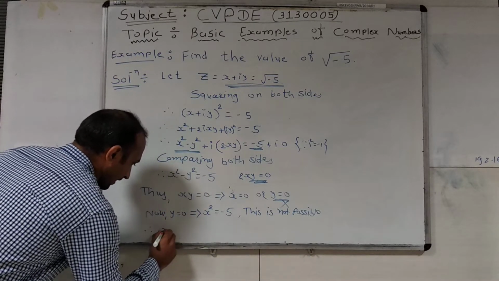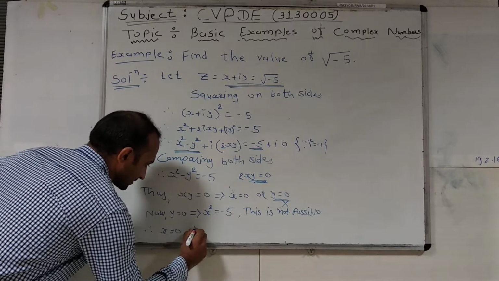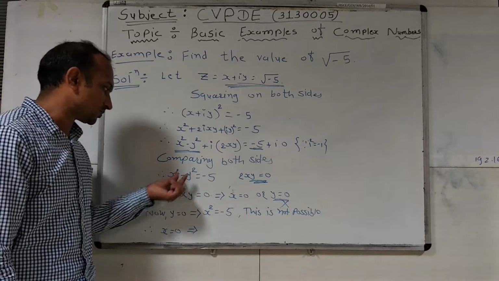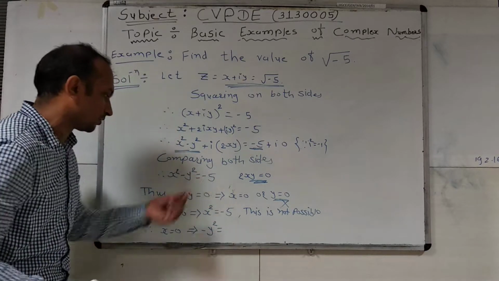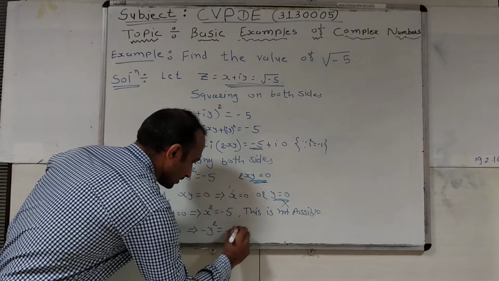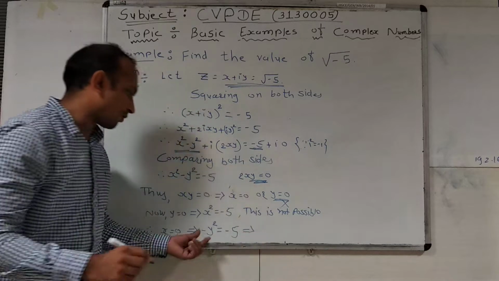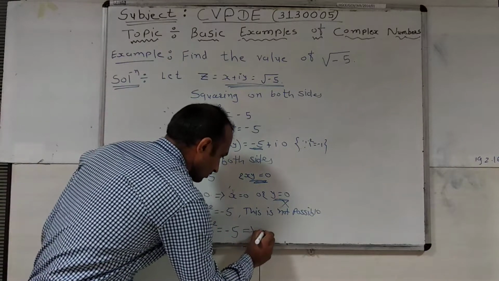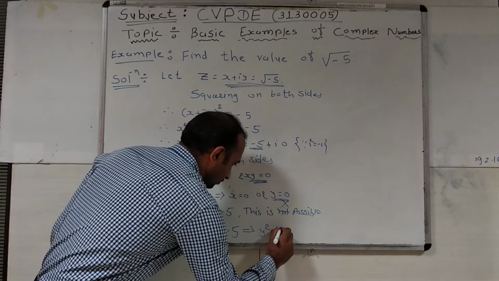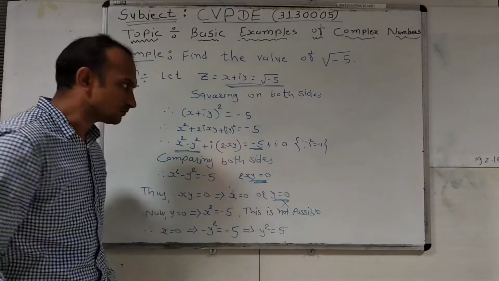Therefore x equal to 0, and we get minus y square equal to minus 5. Now minus and minus cancel out, so we get y square equal to 5.